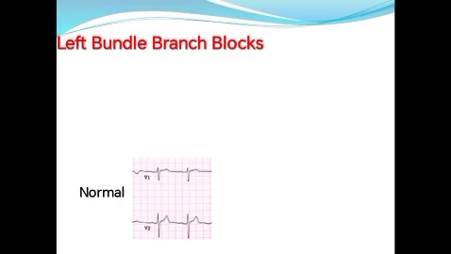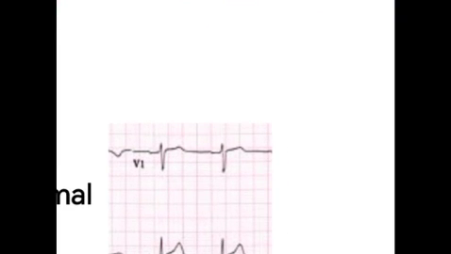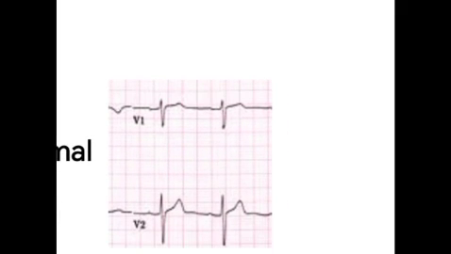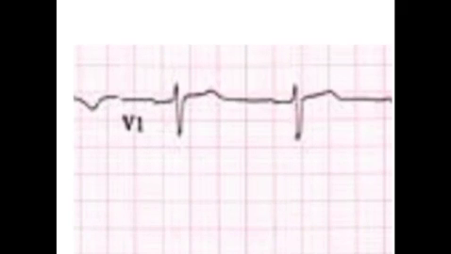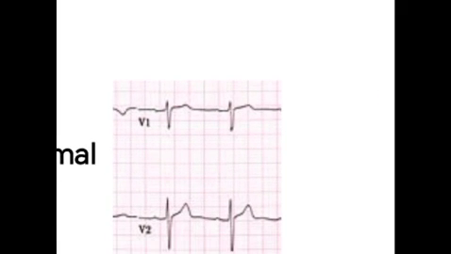This is a normal ECG here. You see, this is V1 and V2. This is normal conduction. There is no widening of the QRS complex. Its duration is less than 120 millisecond. It's about two small squares here. If you see it, it is normal conduction, with negative deflection of the QRS complex. Okay.